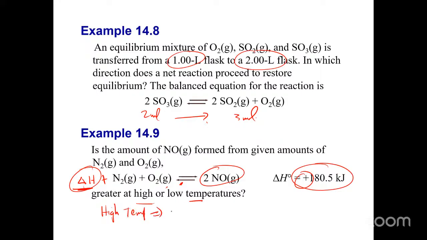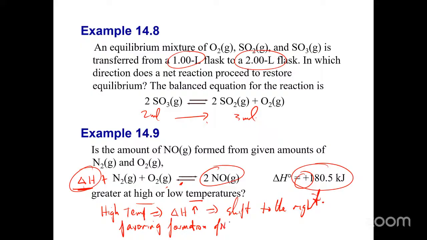So basically, high temperature implies increase in delta H, which implies a shift to the right. All right? And therefore, we just write down here, favoring formation of NO. And that's how we answer that, all right? Okay, any questions? Any question about this one? Any questions?